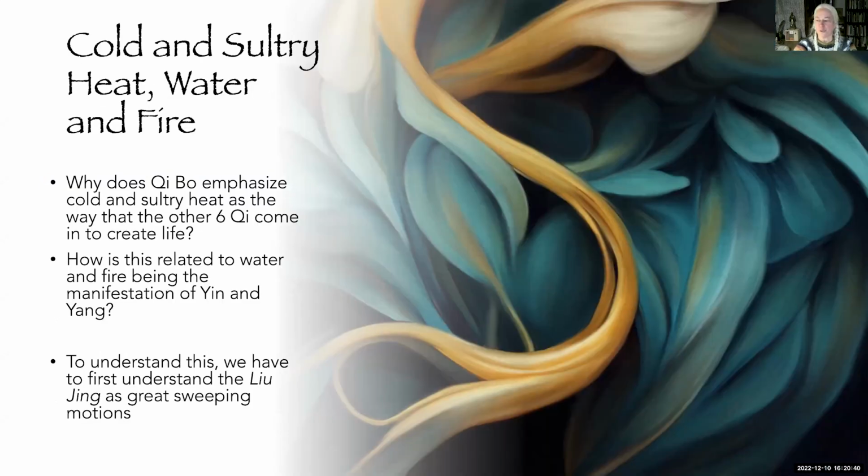Why does Qi Bo emphasize the sultry heat and cold and the water and fire? How is this related to water and fire being a manifestation of yin and yang? To understand this, we have to first understand the Liujing as great sweeping motions.